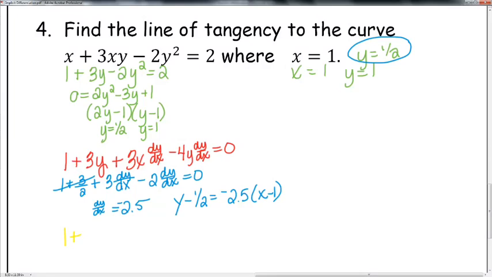I have 1 plus 3 times 1, which is 3, plus 3 times 1 of dy dx, minus 4 times dy dx, and that's equal to 0. So 1 plus 3 is equal to 4. I'm going to move it to the other side. Again, I have 3 and negative 4, so I have a negative dy dx is equal to negative 4. And if I make these both positive, my other slope is going to be 4.